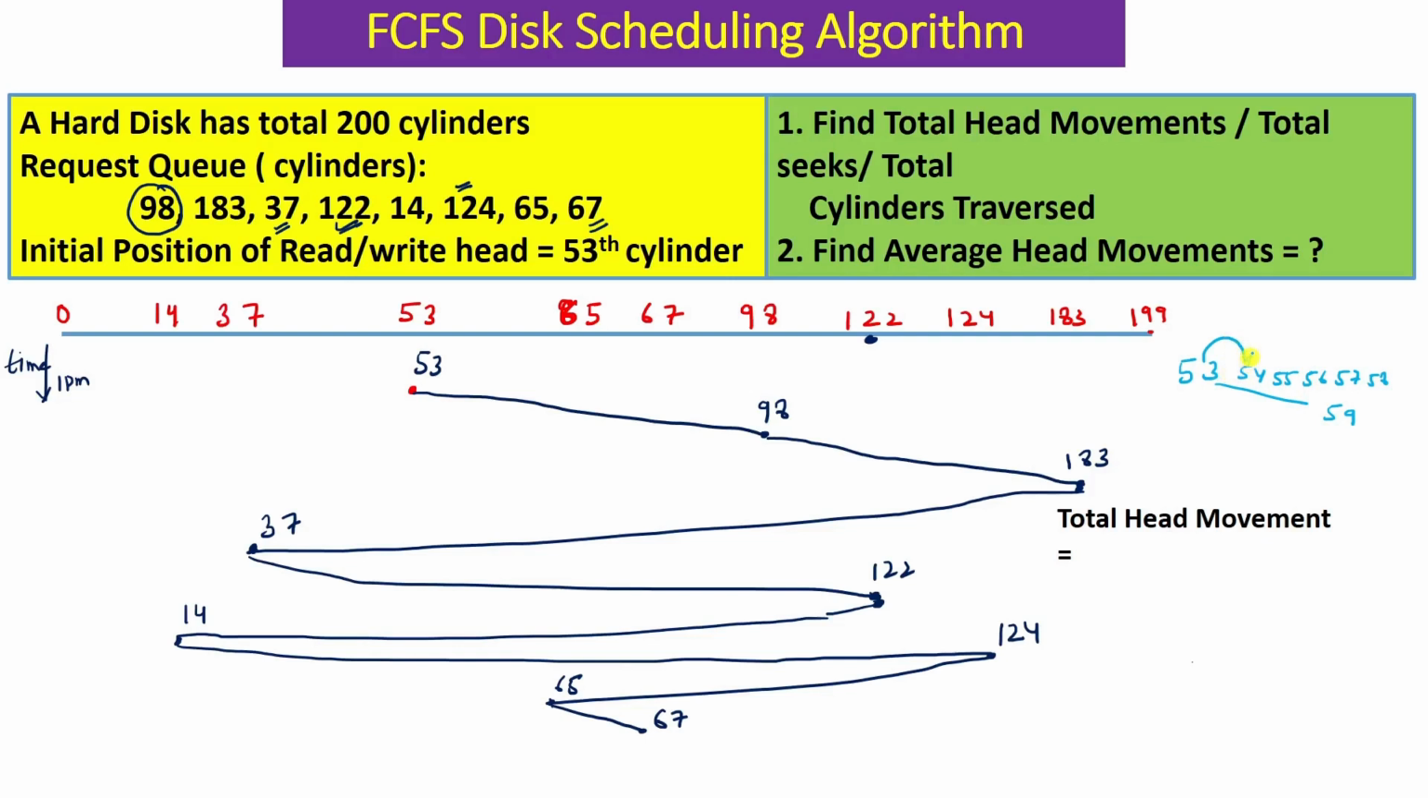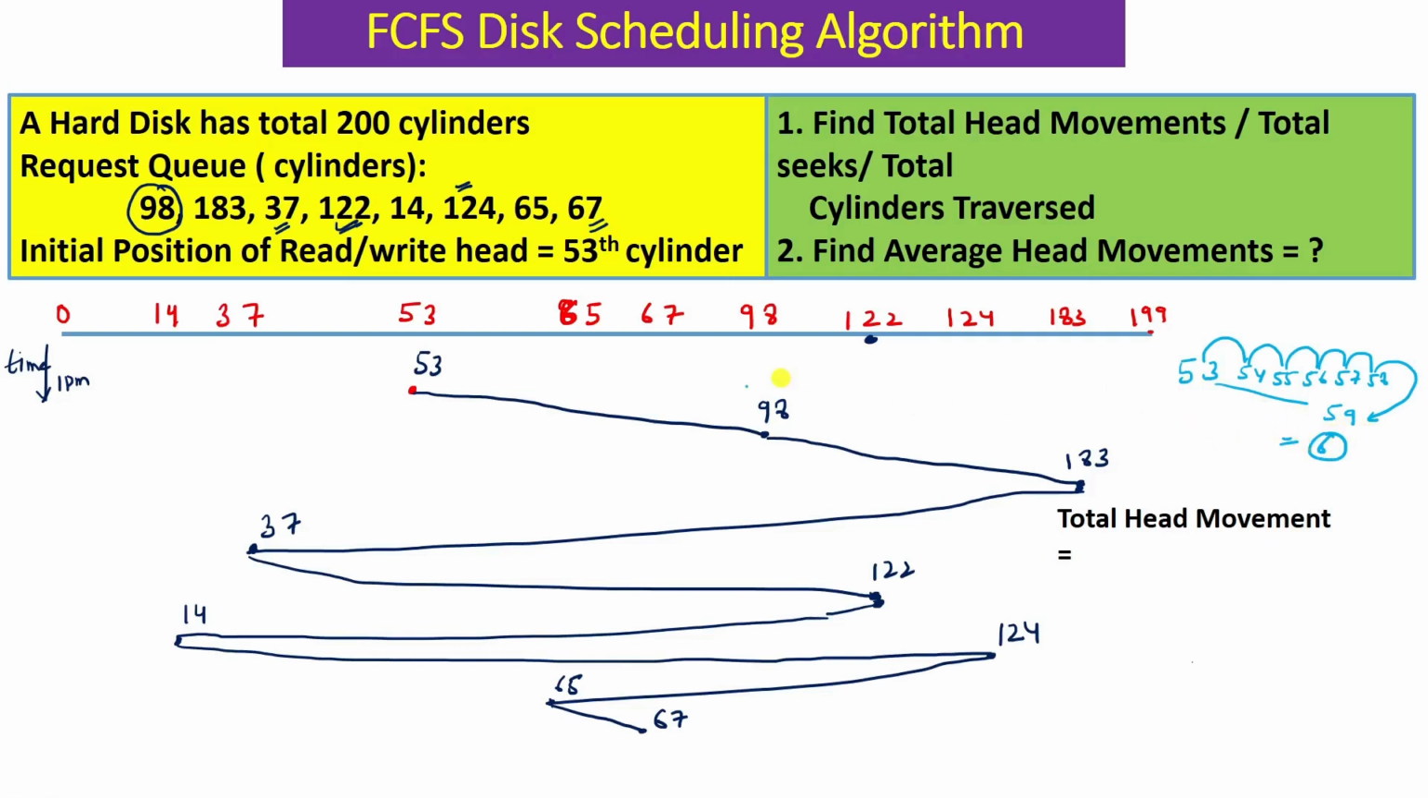So basically it moves one time, 54 to 55 second time, then third, fourth, fifth, sixth. So it changes the cylinders 6 times: 1, 2, 3, 4, 5, and then 6. You got 6, but 59 minus 53 is also 6. So you can just subtract 59 minus 53 and you will get 6. So 6 is the total head movement if you count just for 53 to 59, right?